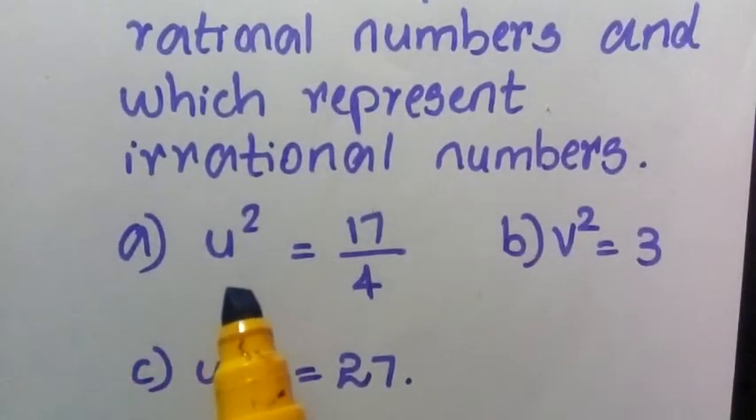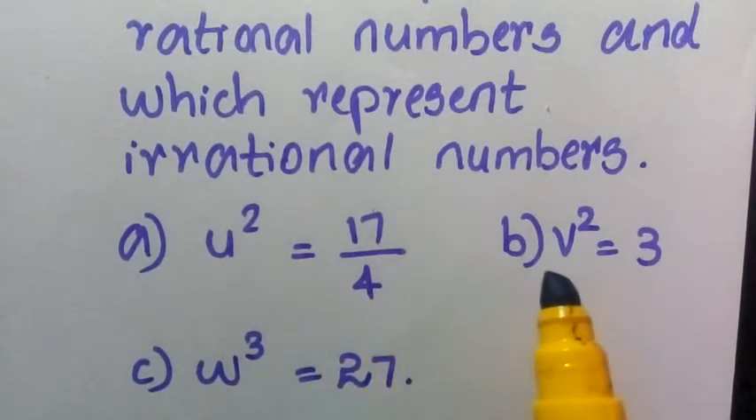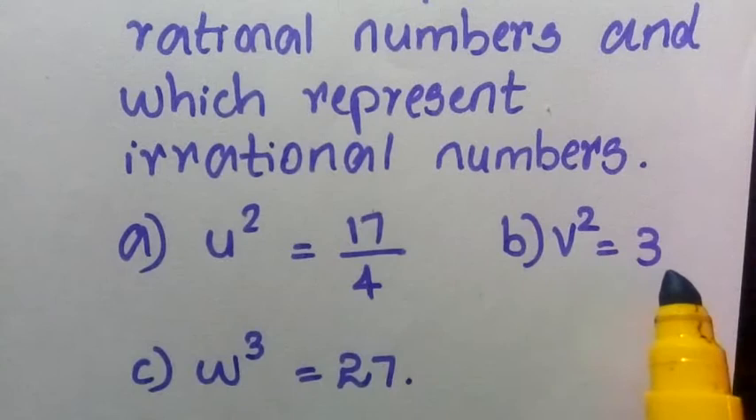A. u square is equal to 17 by 4. B. v square is equal to 3. And C. w cube is equal to 27.